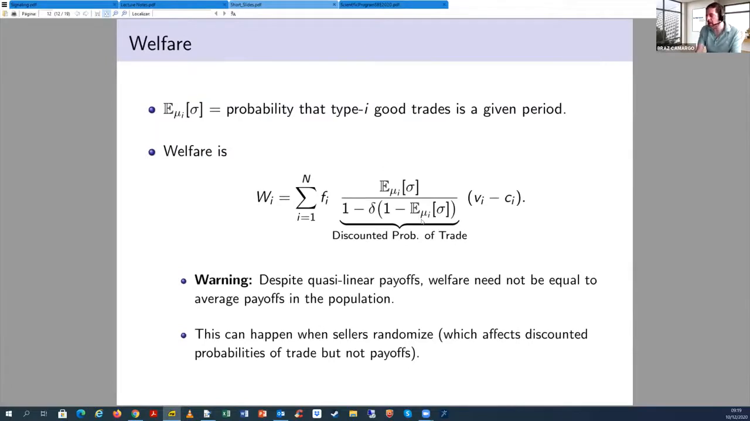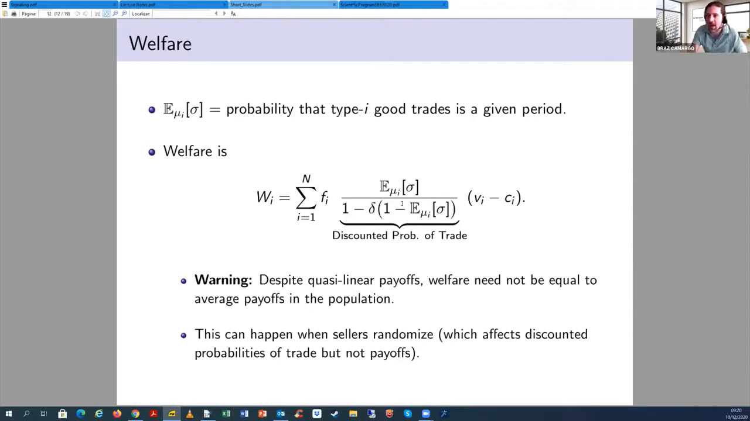Now let me define welfare. If you give me a strategy profile, I can compute the probability that a type I good trades in a given period, and it's this expectation here at the top of the slide. Now imagine that a type I seller enters the market. I want to compute this discounted probability of trade, essentially the expected number of periods it takes for the seller to trade. This is given by this ratio here.